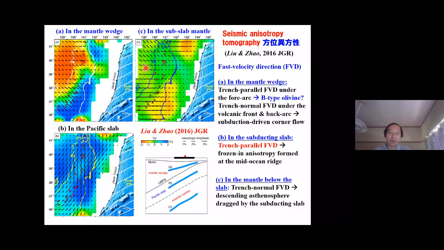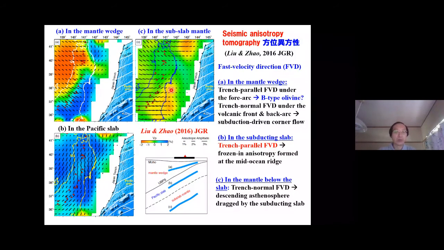In the mantle below the slab, once again, we see the fast direction roughly east-west or northwest-southeast. So this may also reflect the deformation of the asthenosphere caused by the slab subduction. So this anisotropic tomography provides important information about the geodynamics in this region.